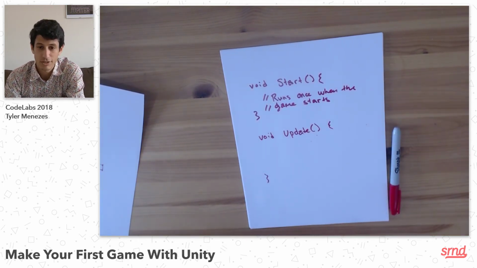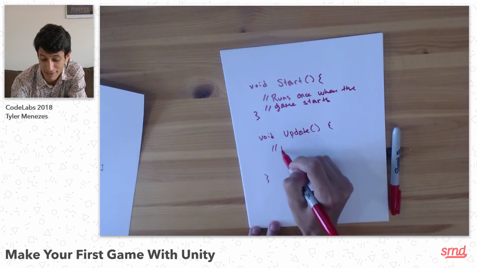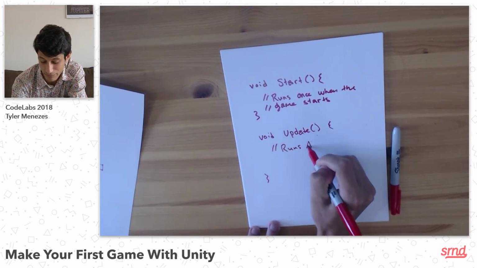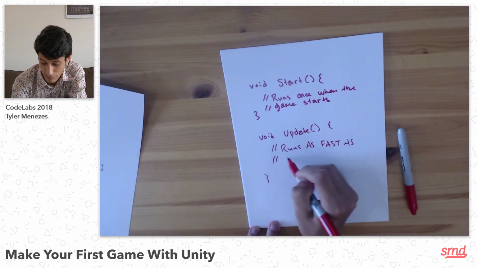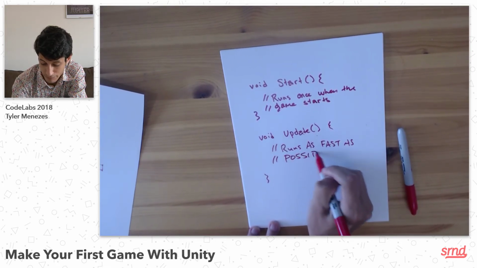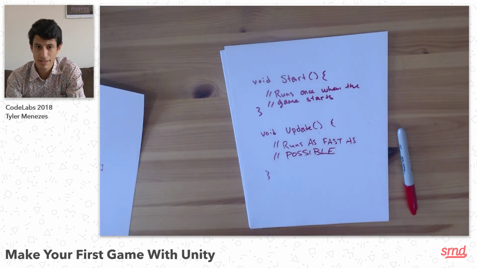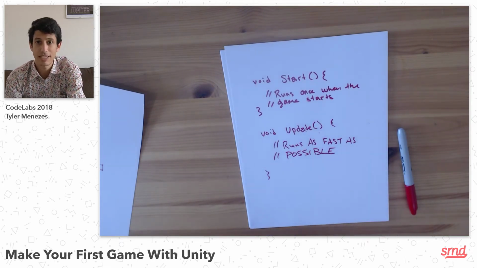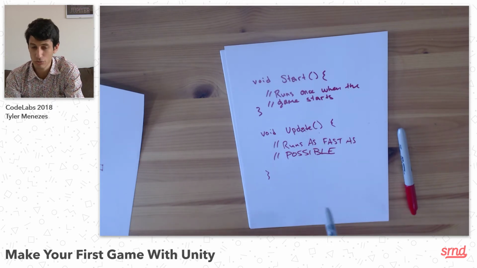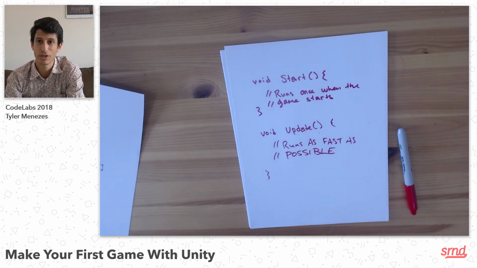What does void update do? Well, this is going to run as fast as possible. That means that every single bit of code inside of here will be running maybe 60 times a second, maybe 100 times a second. It's going to run absolutely as fast as it possibly can. One of the implications of this is that you cannot, in update, do anything that's going to be slow.